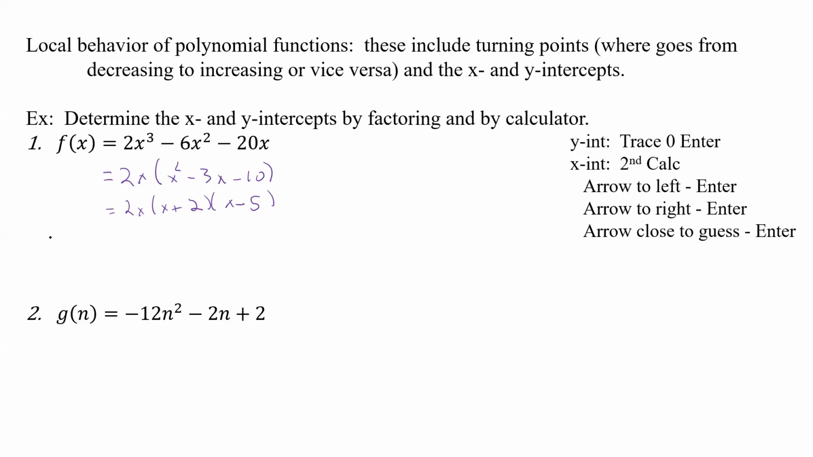And from this, what we can say is set each of those terms, 1, 2, 3, equal to 0. So if we do that, the first one says x is equal to 0. The next one says x is equal to a negative 2. And the last one says x is equal to a positive 5. So if we want to write our intercepts or wherever it hits, that's going to be 0, 0. That's going to be a negative 2, 0. And that's going to be a 5, 0.